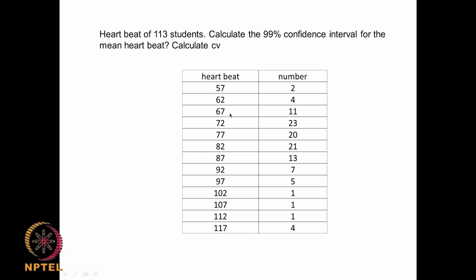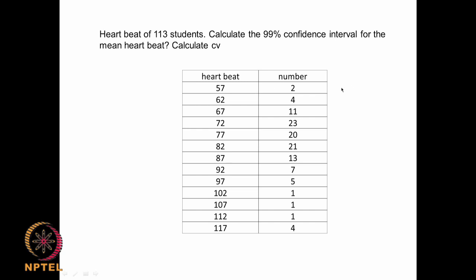Now, we can get a mean for the entire data set, but that is not the population mean. We can get a confidence region for the population mean based on the sample mean, and you are supposed to calculate the confidence interval for the population mean for 99% confidence, and also calculate CV. So, it is quite simple.